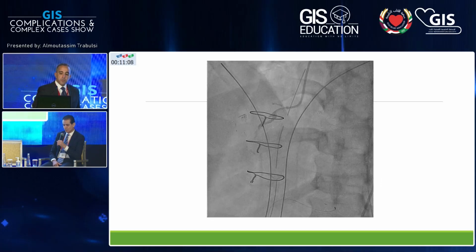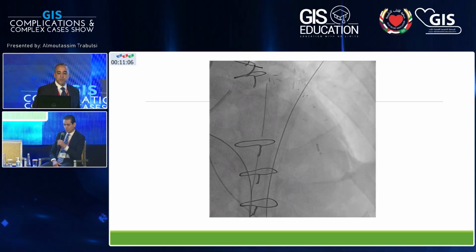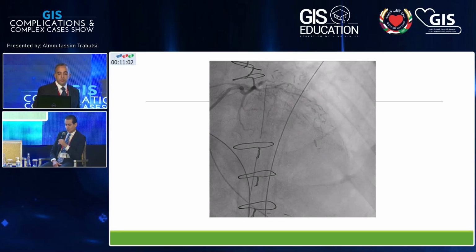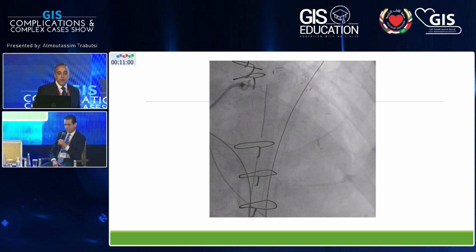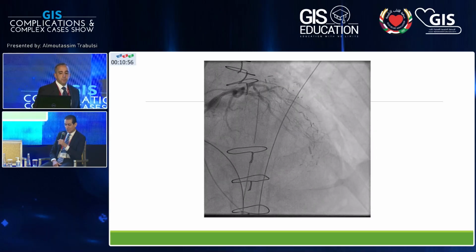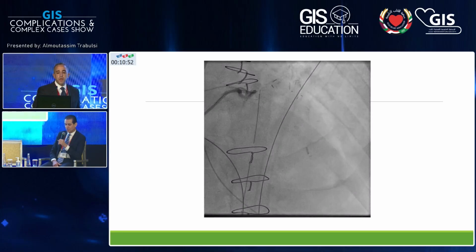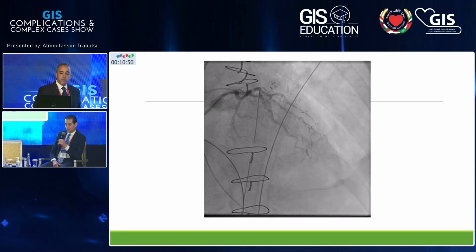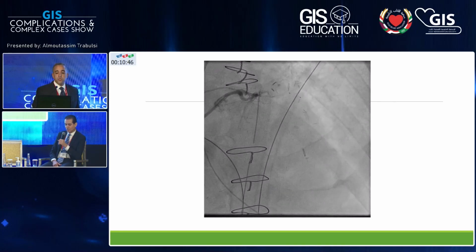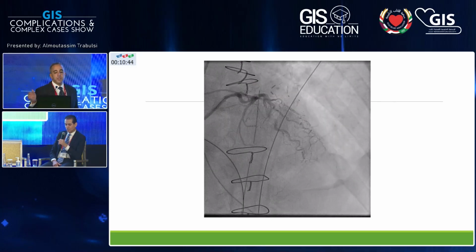So I exchanged my system for a 6 French guide. We did not have any 7 French, unfortunately, on the shelf. Don't ask me why. We took a Fine Cross, and initially we started with a Pilot 150, Pilot 200. I couldn't get to the LAD. Again, I could not see where the LAD is despite changing my view multiple times.